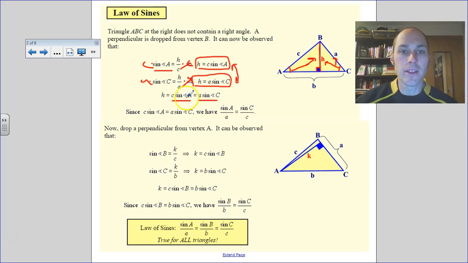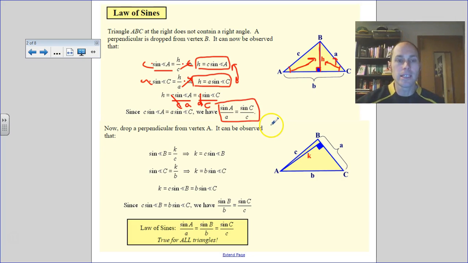So now we can simplify those. I can divide both sides by C, and I can divide both sides by A to cancel out A on this side. And I'll end up with sine of A over A equals sine of C over C.